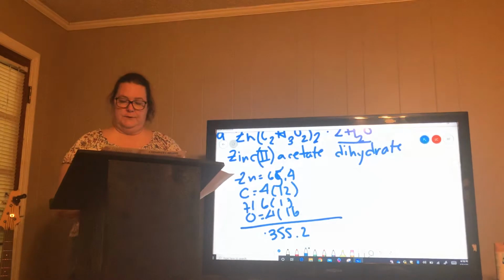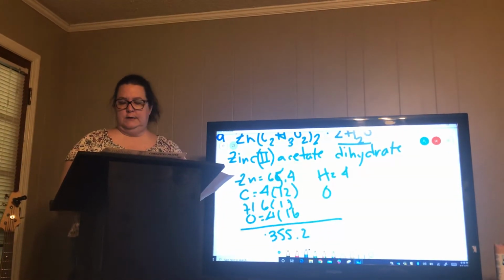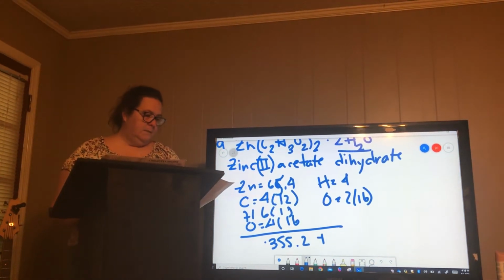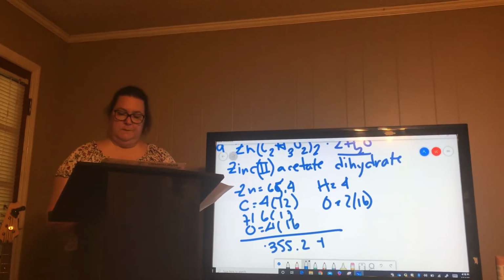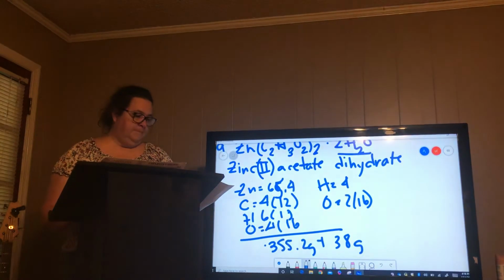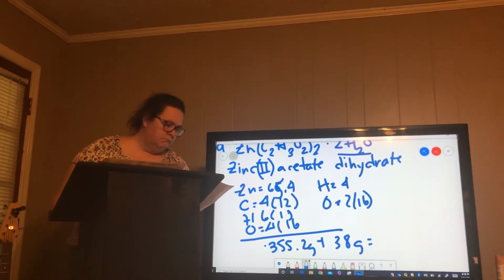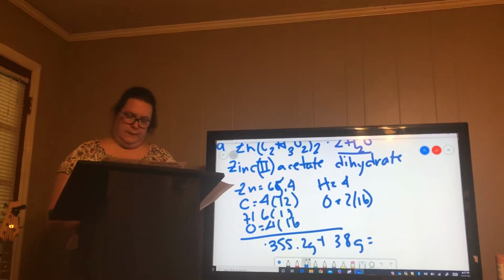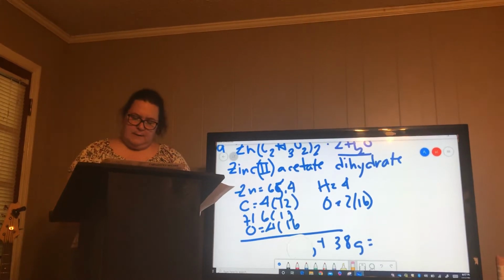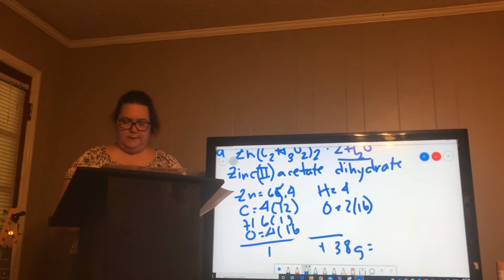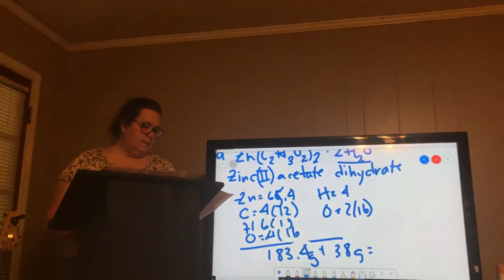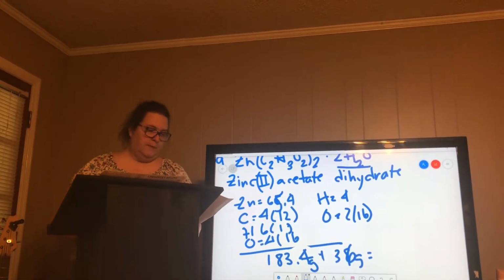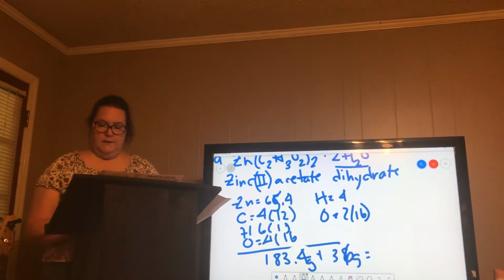And now I've got to do the dihydrate. Well, hydrogen is 4, and oxygen is 2 times 16, so that's 32. So 32 plus 4 is 36. Sorry, lost my head there. I was looking at my next work and I got it confused. So this actually is 183.4 grams. And this is 36. I can't add, y'all. All right, 183.4 grams is the zinc 2 acetate. The 36 grams is the dihydrate.